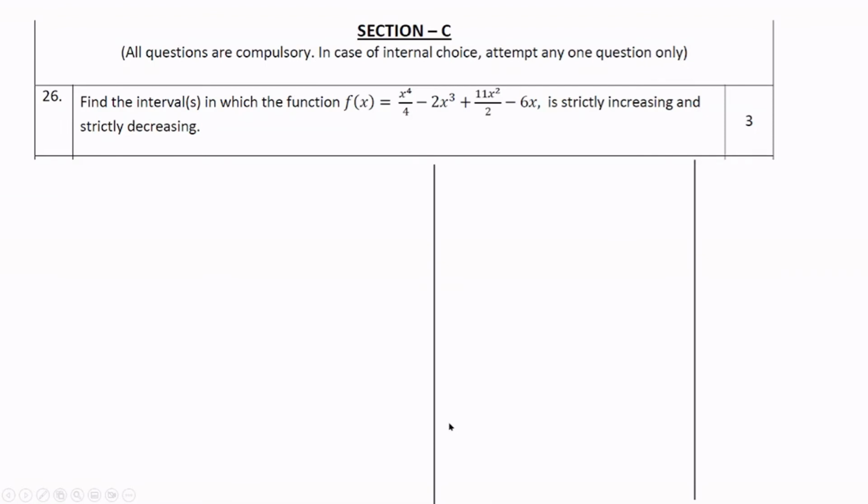Now moving on to the next section, section C. Questions 26 onwards. The instruction is all questions are compulsory. In case of internal choice, attempt any one question only.